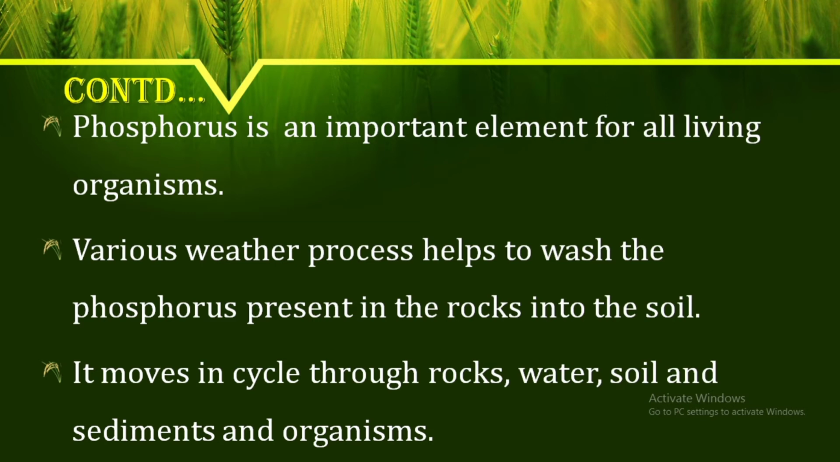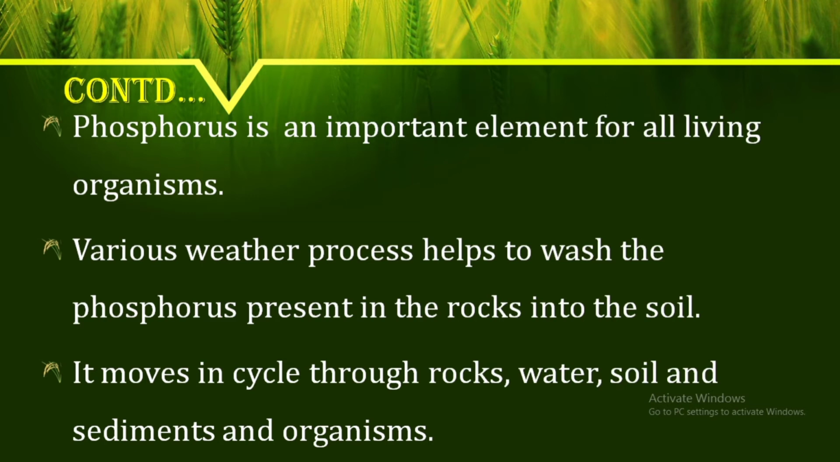Phosphorus moves in a cycle through rocks, water, soil and sediments, and organisms. Over time, rain and weathering cause rocks to release phosphate ions and other minerals. This organic phosphate is then distributed in soils and water. Plants take up inorganic phosphate from the soil. Phosphorus is vital to plant growth and is found in every living plant cell.